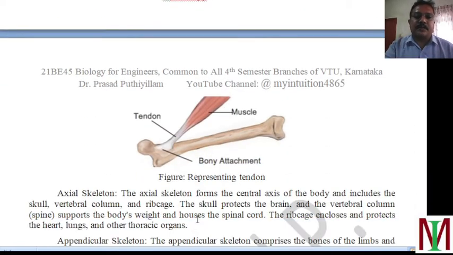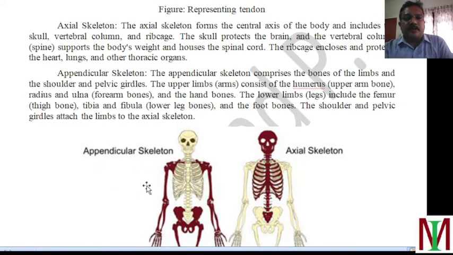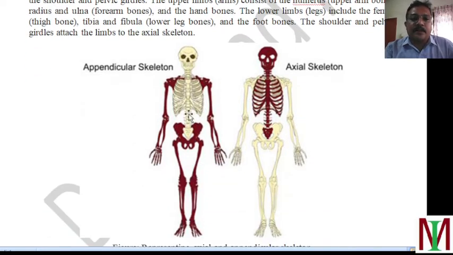So it is represented here. This is the tendon connecting to muscle. This is the bone as such. There are two types: axial skeleton and appendicular skeleton. Axial skeleton is represented here. Appendicular skeleton is also represented here.